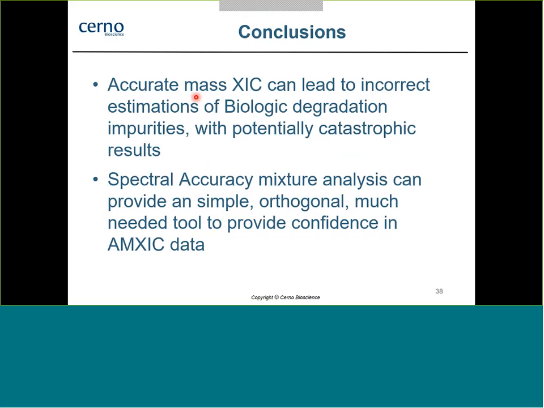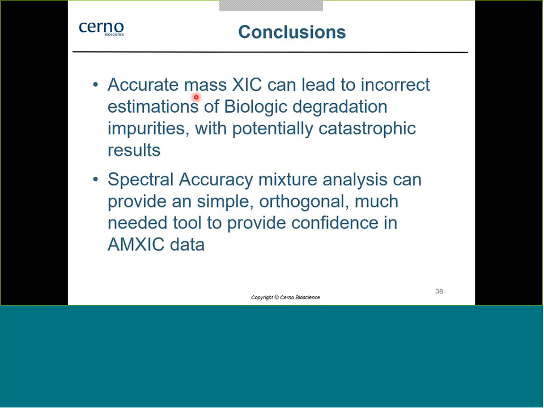So in conclusion, the accurate mass XIC can lead to incorrect estimations of biologic degradation impurities, which can obviously have potentially catastrophic effects. The spectral accuracy mixture detection analysis that we're talking about here really provides a simple, orthogonal, and much needed tool to provide confidence in the accurate mass extracted ion chromatogram data. It doesn't take any additional method development.